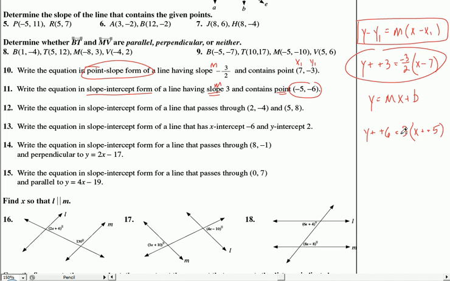So how do I take this and make it like that? You could distribute here and then get rid of the 6, right? All right, let's just do this. 3x plus what? No, 15. You've got to distribute the 3. All right, so we subtract a 6 from both sides. And then y equals 3x plus 9. Now it's in slope-intercept form, isn't it?